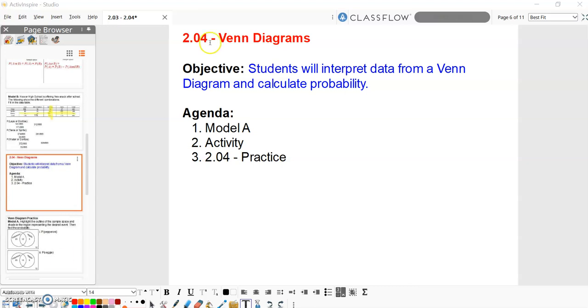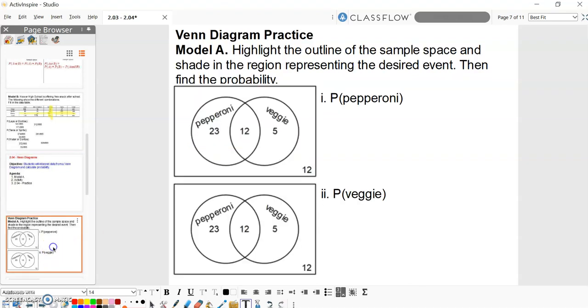2.04 Venn diagrams. Objective: students will interpret data from a Venn diagram and calculate probability. And here's our agenda, very similar to all the other ones.